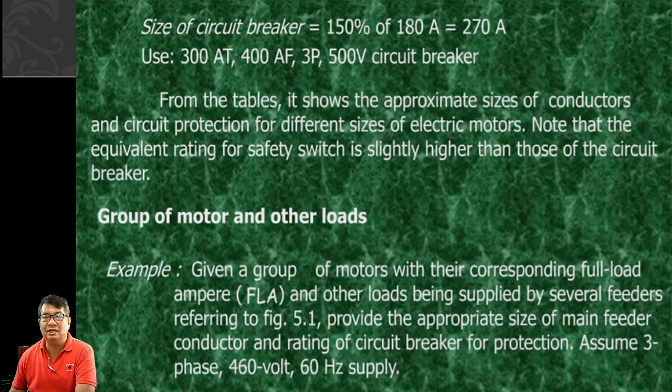So we have these specifications. So this is from the tables. It shows the approximate size of conductors and circuit protection for different sizes of electric motors. Note that the equivalent rating for such safety switch is slightly higher than those of the circuit breakers. Okay, that is the difference between using fuse and using circuit breakers.